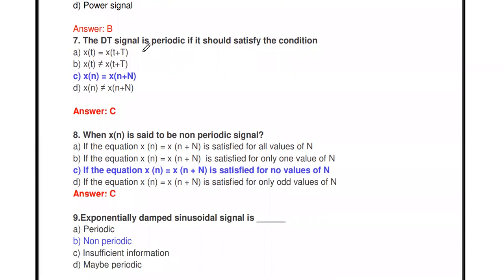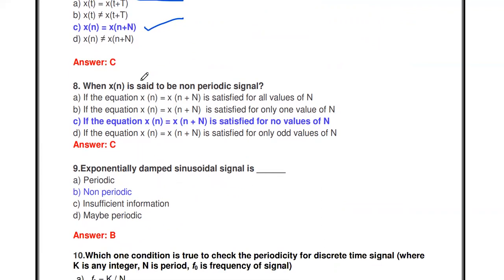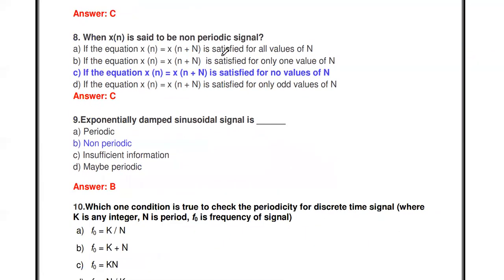Then the next one, the DT signal. DT means discrete time signal. The discrete time signal is periodic if it satisfies a condition. What is the condition? In order to check whether the given signal is periodic or not, that signal should satisfy some condition. That condition is x of n is equal to x of n plus capital N. If the original signal x of n and x of n plus N are equal, we can say that it's periodic. If not equal, we can say that it is non-periodic. Then x of t equal to x of t plus T is for checking the periodicity of a continuous time signal. This is for discrete.